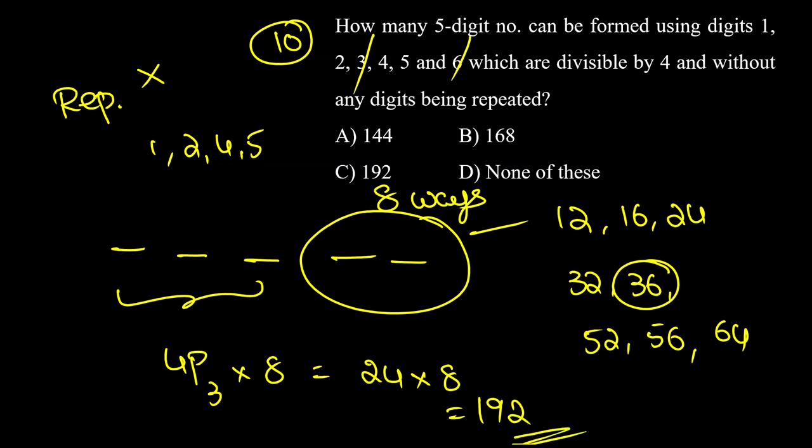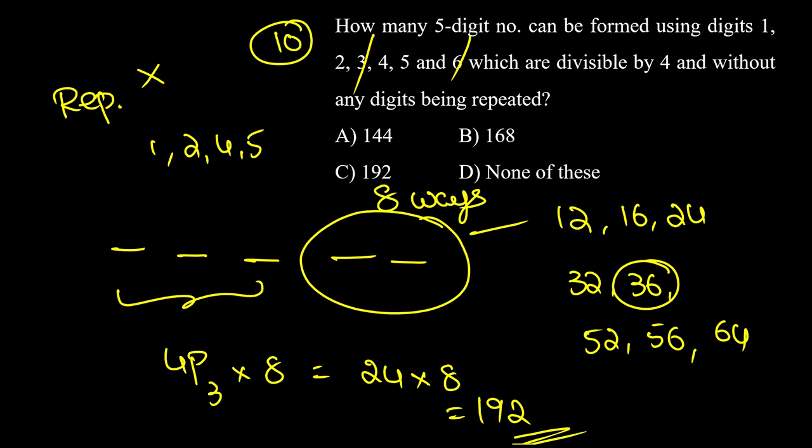See those: 12, 16, 24, 32, 36, 52, 56, 64. I take an example, 36 I am filling, means 3 and 6 are used, then I can use only 1, 2, 4, 5. You can take 24, and the remaining numbers are available like that. Why 4P3? Out of 6 digits, 2 digits are already used. Available are 4 and we have 3 slots, 4P3.